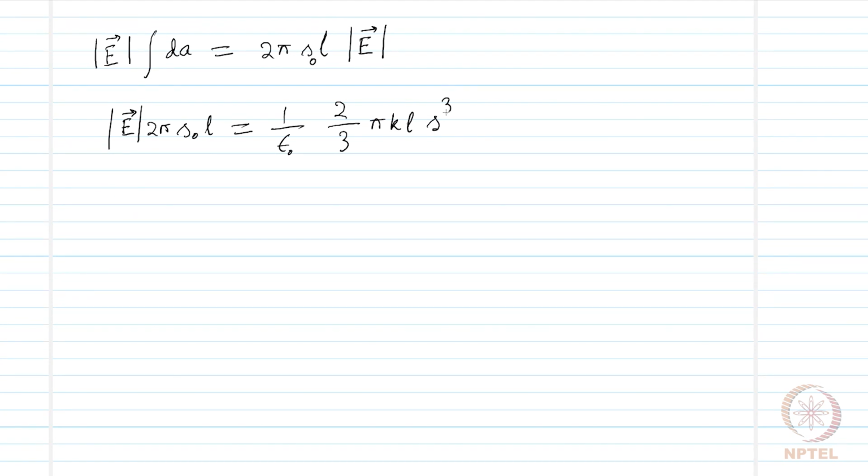S is the radius of the cylinder with smaller radius, that means the charge carrying cylinder, and hence we can find the expression for the electric field vector. That would be given as 1 over 3 epsilon naught, with the pi's getting cancelled and L also cancelling, we will be left with k s cubed over s naught along the s direction.